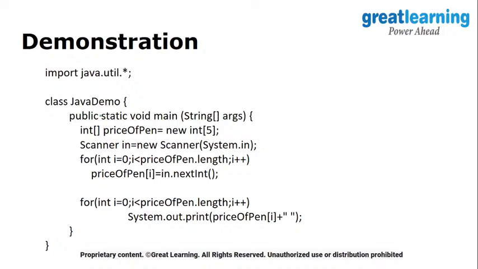So now let's see a quick demonstration. You declared an integer array, price of pen, and declared the size, let's suppose 5. Then you use scanner to insert the elements, and one by one you traversed and inserted all the elements, then you print it. So it's simple enough. Now let's go to our first important linear data structure, that is linked list.